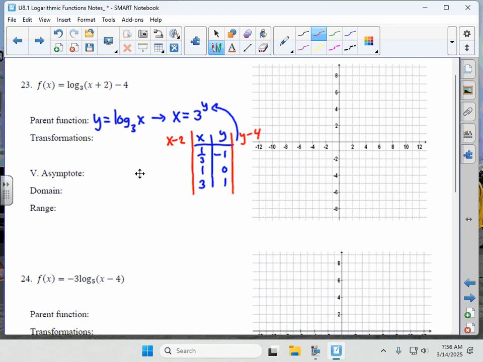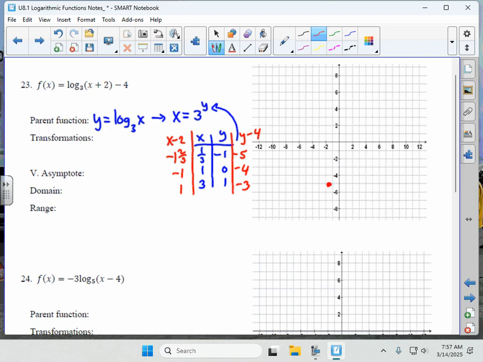Again, you can use your calculators to get these, or use decimals. So 1/3 minus 2 is negative 1 2/3, or negative 1.6 repeating. 1 minus 2 is negative 1. 3 minus 2 is 1. Then finding the y's, negative 1 minus 4 is negative 5. 0 minus 4 is negative 4. 1 minus 4 is negative 3. All right, so let's plot these points. We go negative 1 2/3 to the left, and then down 5.